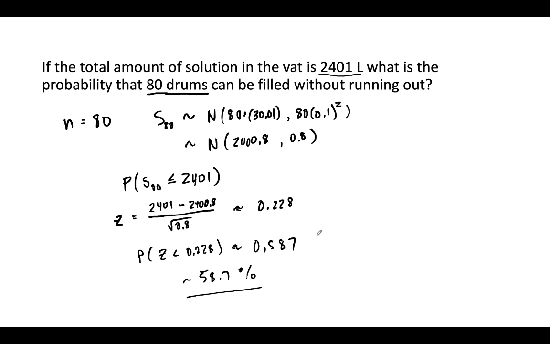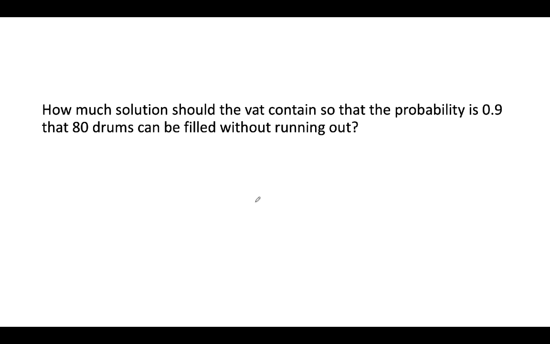Okay, let's look at one more variation of this. How much solution should the vat contain so that the probability is 0.1? And we're still using 80 drums, and we're still concerned about filling them all up. So what has changed here is that before, in the last question, I put a probability that Sn is less than some fixed value that they gave us. Now we don't know that; it has become our variable. So how much solution should the vat contain? Before they gave me the 2401, now they're asking me for that.